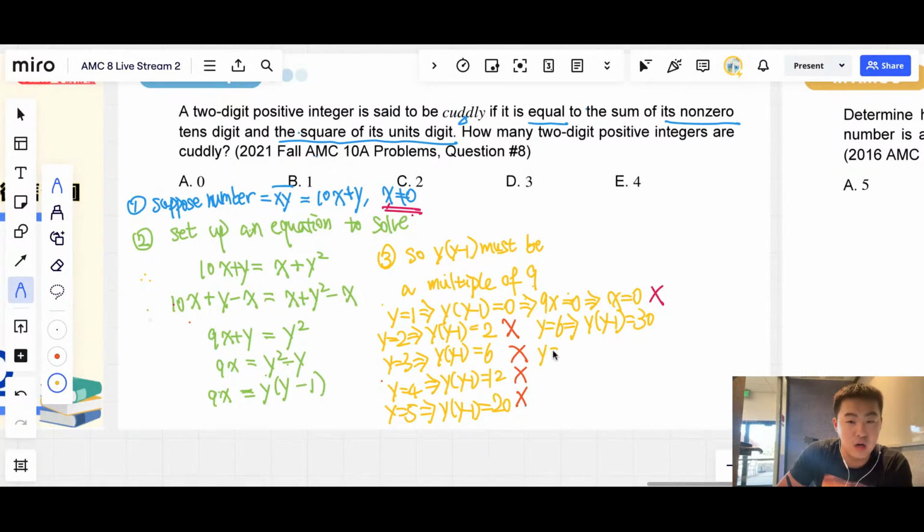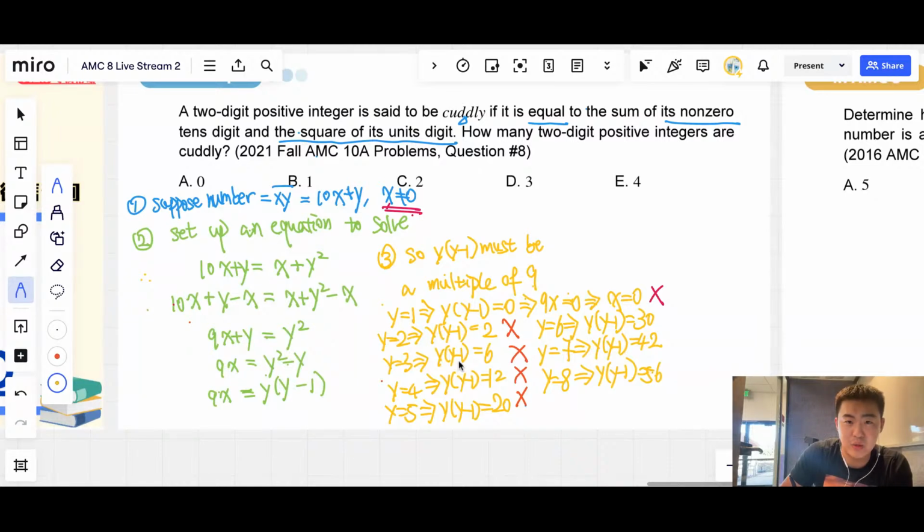It doesn't work. How about y equals 7? y equals 7. y times y minus 1 will be 42. 42 is not a multiple of 9, right? And the next will be y equals 8, which will give you y times y minus 1 to be 56. 56 is a multiple of 7, it's a multiple of 8, but not a multiple of 9. Doesn't work.